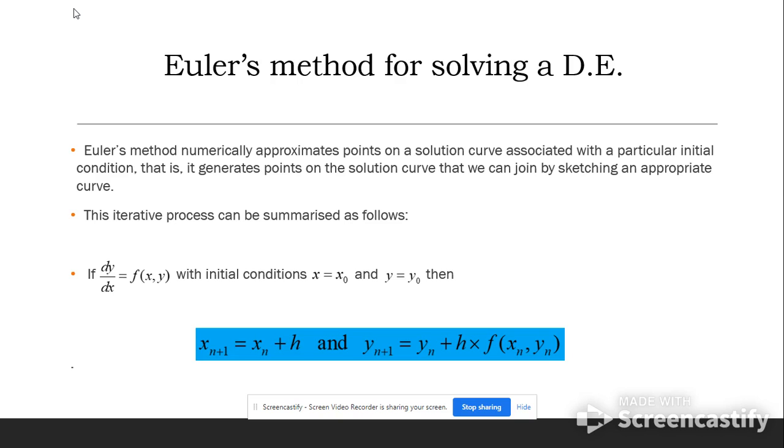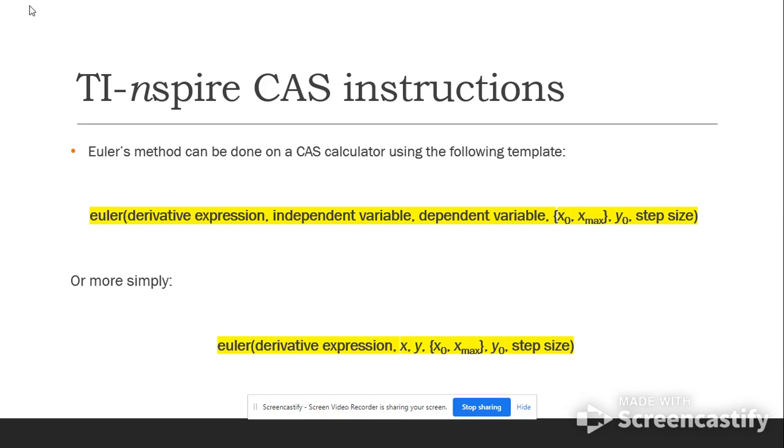So if our differential equation dy/dx could be a function of x and y, and our initial conditions are x0 and y0, then the iterative process for solving the DE is highlighted in blue here. So y_{n+1} equals y_n plus h, all multiplied by our derivative function, where x_{n+1} equals x_n plus h, and h is our step size. So today we're going to focus on just using a CAS calculator.